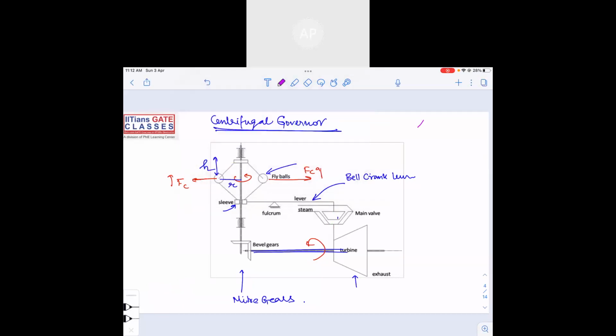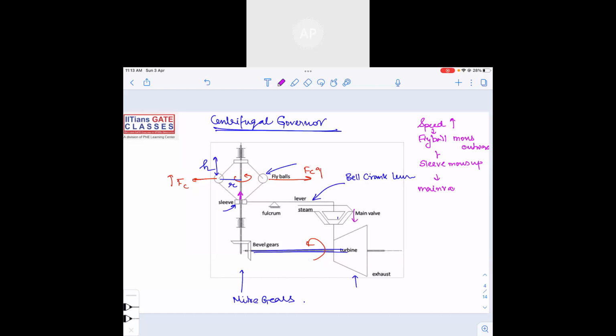As speed increases, what is going to happen? The fly balls will move outwards. As the fly balls move outwards, what is going to happen? The sleeve will move up. If the sleeve moves up, what is going to happen? The main valve will get closed.